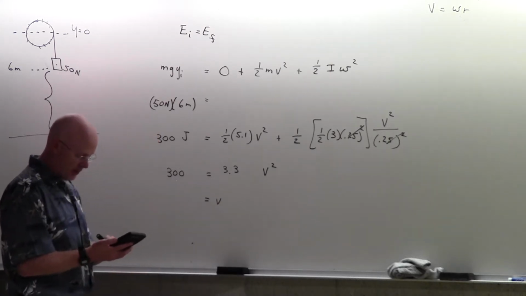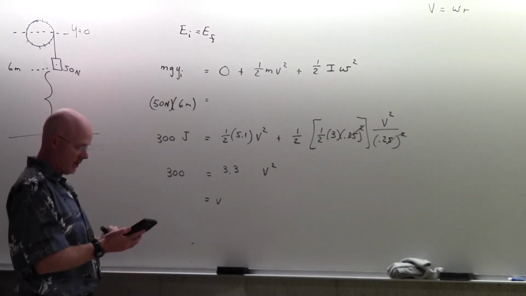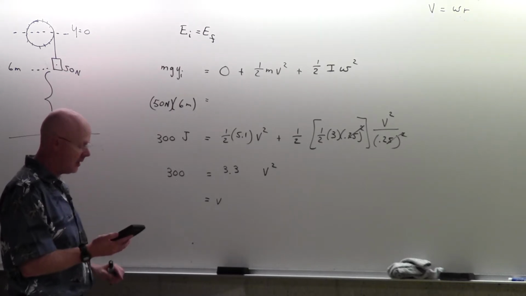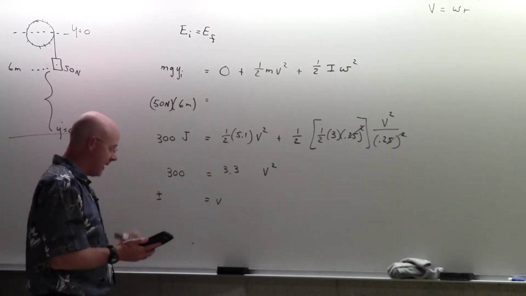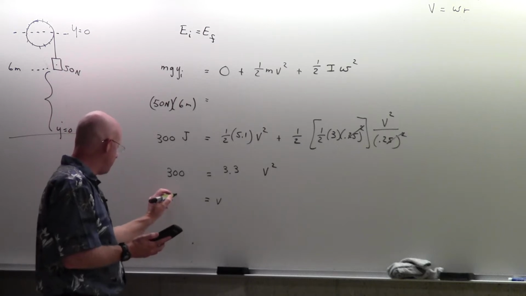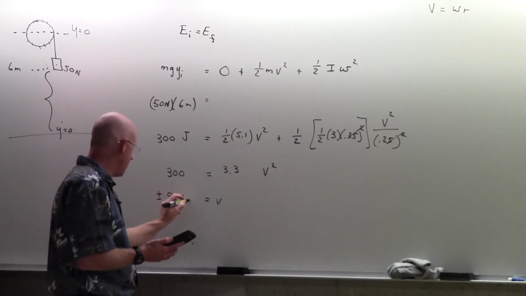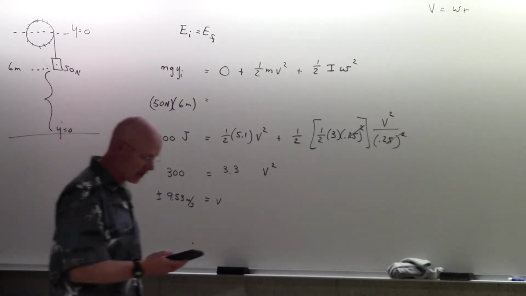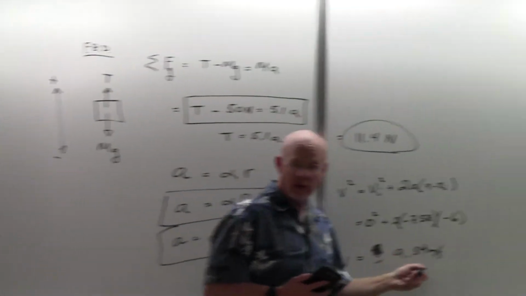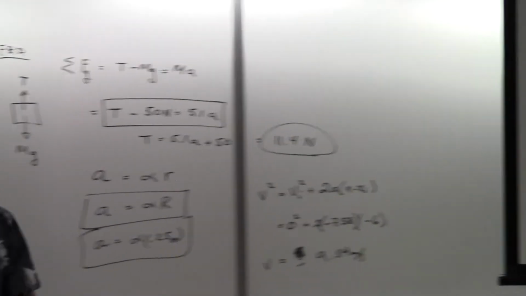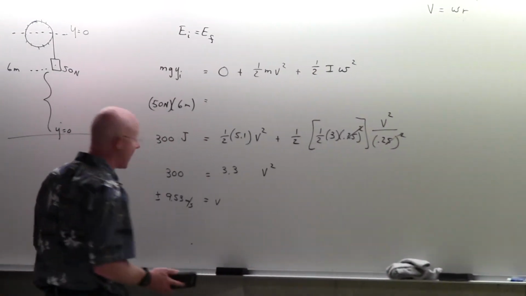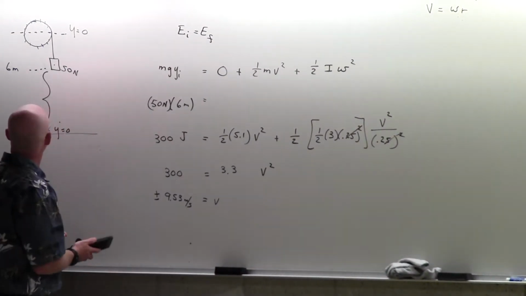So if I take 300 and I divide it by my 3.3 and I take the square root, I get a plus or minus 9.53. And if I carried my units through there, you'll see that it is meters per second squared. Does that match what I got before, other than rounding down instead of rounding up? Yes, it does. And I suppose I should even say that I know it's going down.